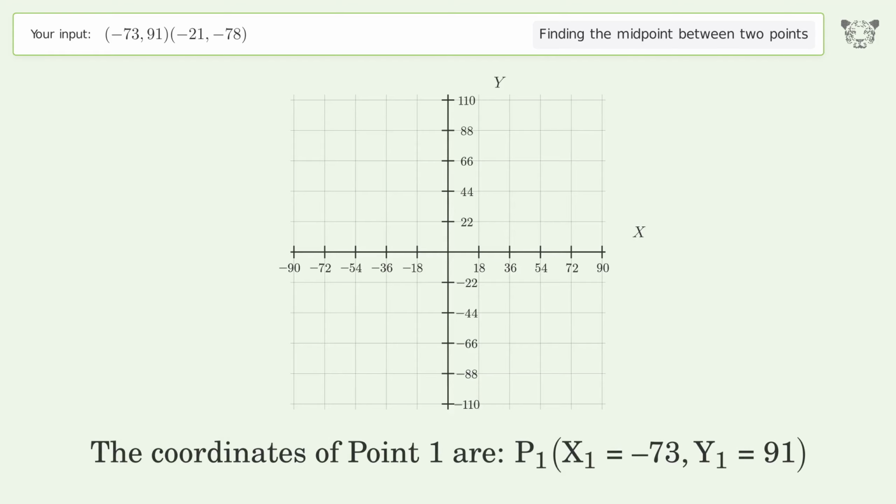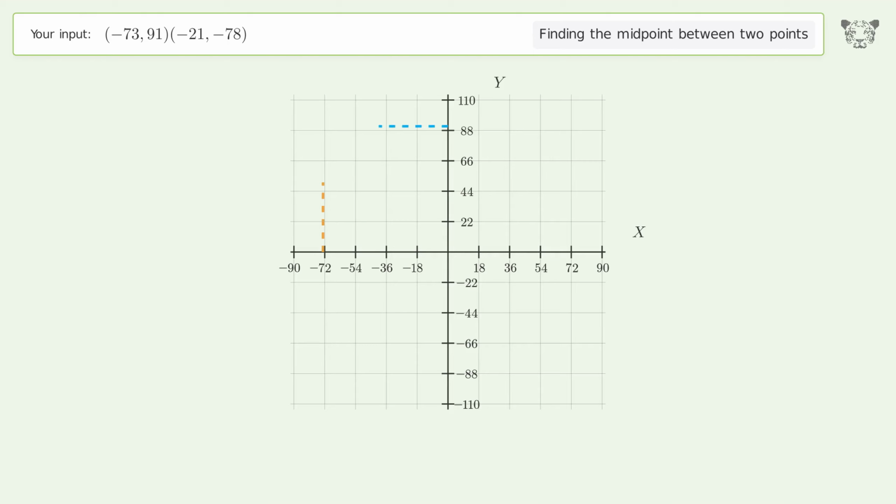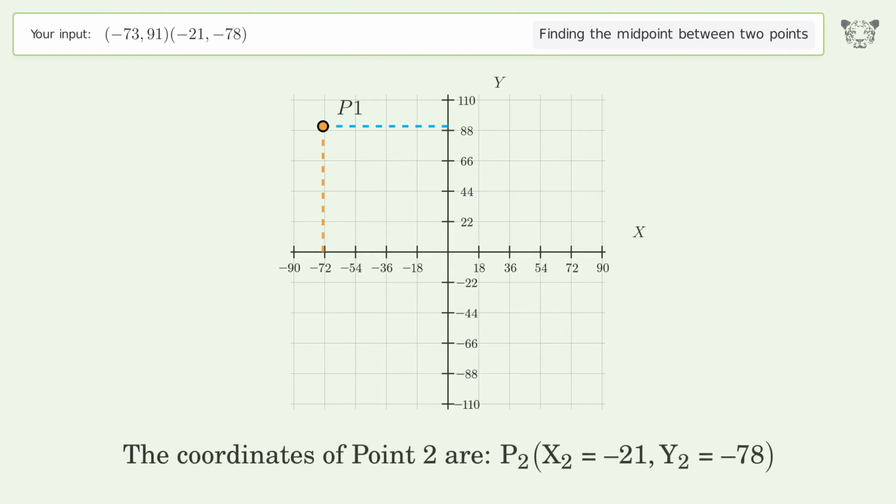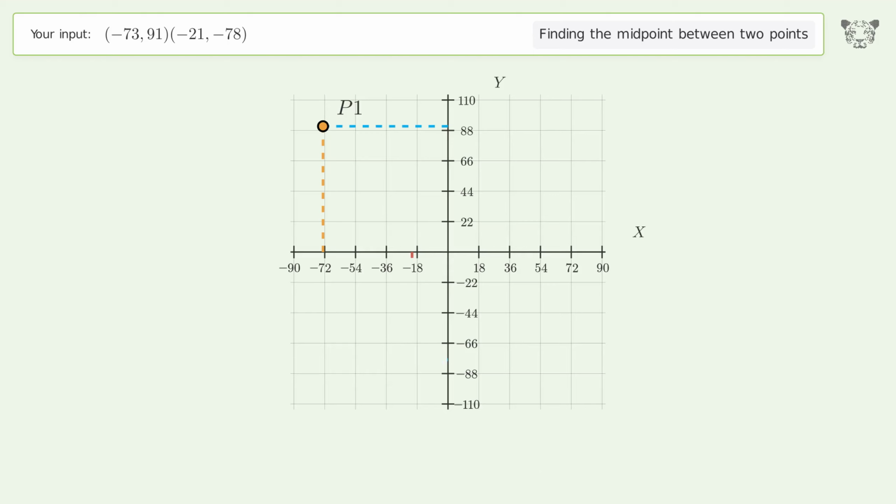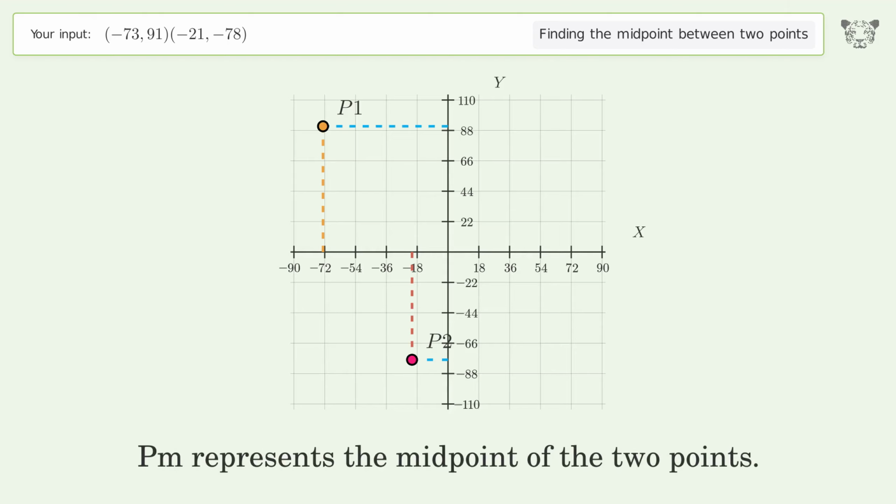The coordinates of point 1 are, x1 equals negative 73, y1 equals 91. The coordinates of point 2 are, x2 equals negative 21, y2 equals negative 78. PM represents the midpoint of the 2 points.